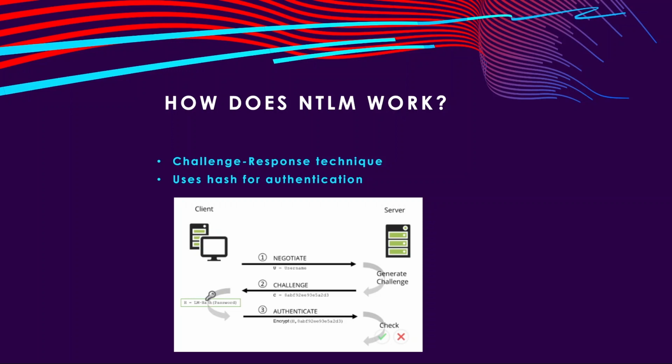How does NTLM work? NTLM authentication works by using the challenge-response technique. The client sends a negotiation request, and the server will challenge the client with the logon challenge, which is a 16-byte random number. The client will add the hashed password onto the random number and encrypt it, then send it back. The server will do the same and see if it matches what the client sent.